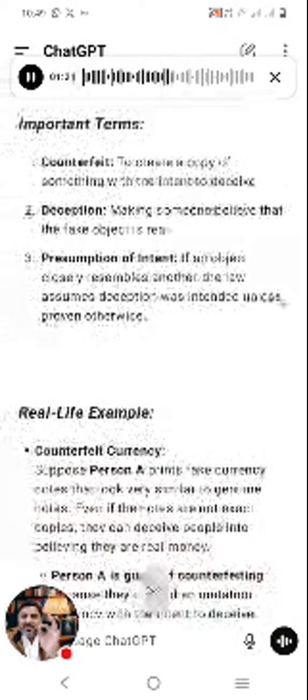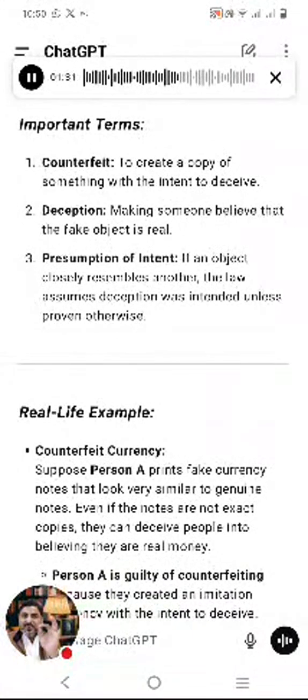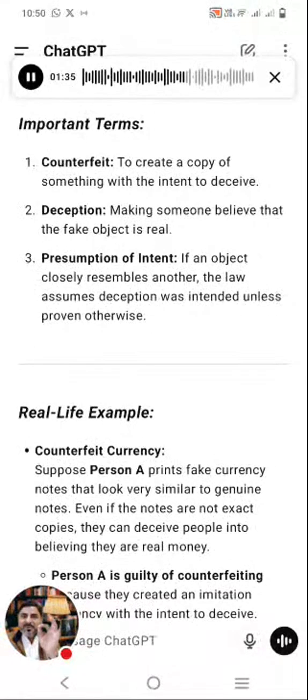Important terms. 1. Counterfeit. To create a copy of something with the intent to deceive. 2. Deception. Making someone believe that the fake object is real. 3. Presumption of intent. If an object closely resembles another, the law assumes deception was intended unless proven otherwise.